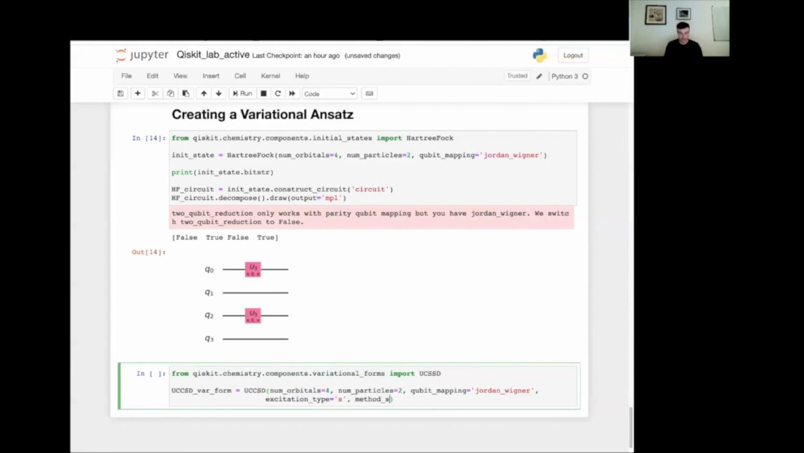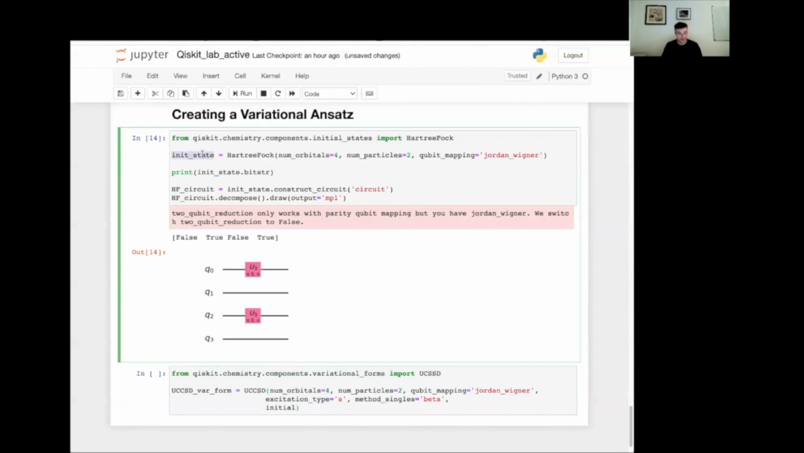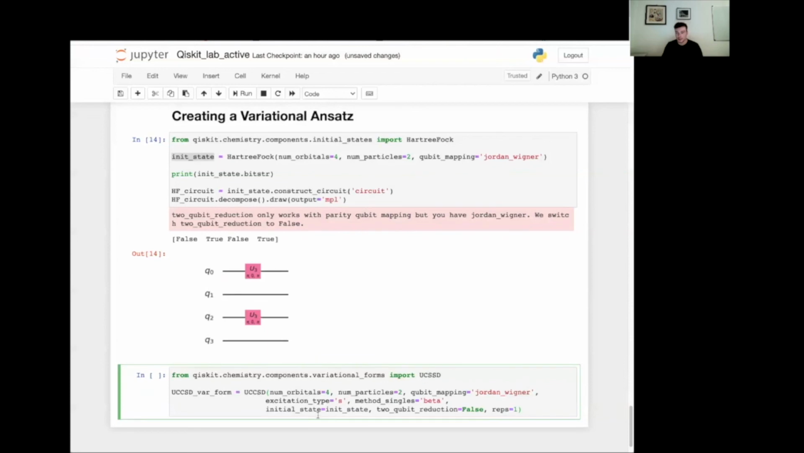And also let's restrict our excitations to the beta sector. So we're not going to consider excitations on both alpha and beta, but just limit ourselves to just one spin sector. And let's feed to the variational form the Hartree-Fock initial state, which we have defined before. Let's just set the two qubit reduction parameter to false. You've got to do that. I think the default is set to true, and also the parameter reps, which I'm going to explain in a moment.